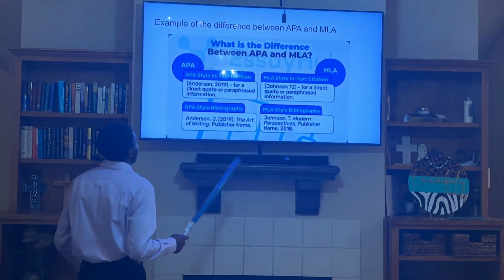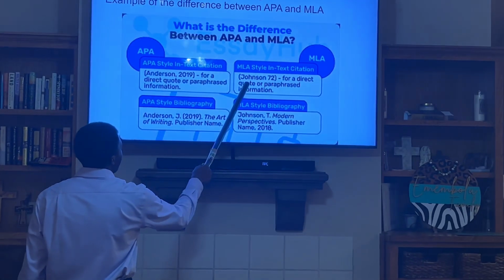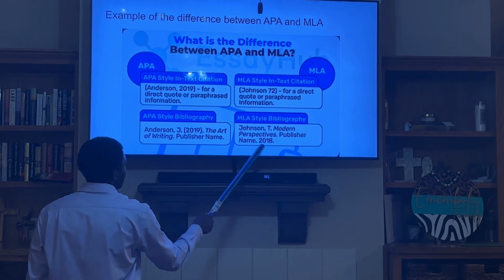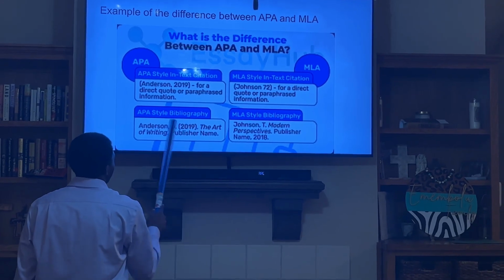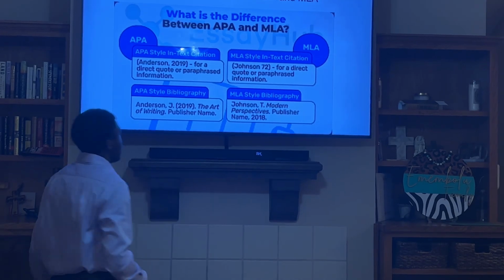And this is an example of that. As you can see, the APA and the MLA have different formattings for the bibliography. You can see the difference. This one is the name, the publisher name, but the name starts first here, etc.